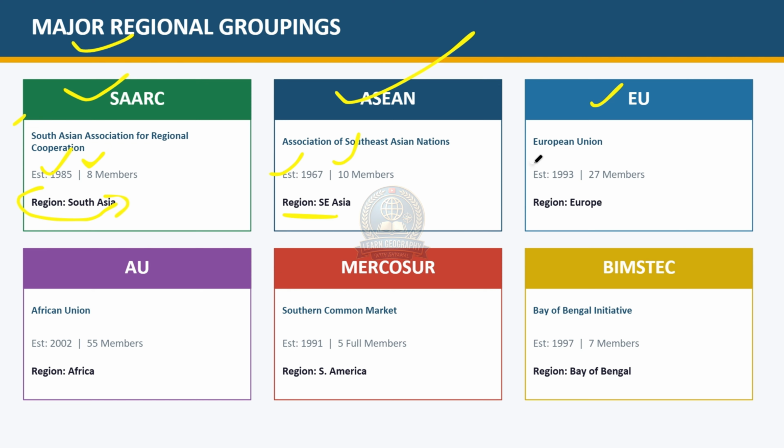European Union, EU, established in 1993. There are 27 members in the European Union and the region is Europe. AU, full form is African Union, established in 2002, 55 members, region Africa. Mercosur, Southern Common Market, established in 1991, 5 full members. Okay, the region is South America. BIMSTEC, Bay of Bengal Initiative, established in 1997, and there are 7 members in the Bay of Bengal region. Okay, these are some major regional groupings.